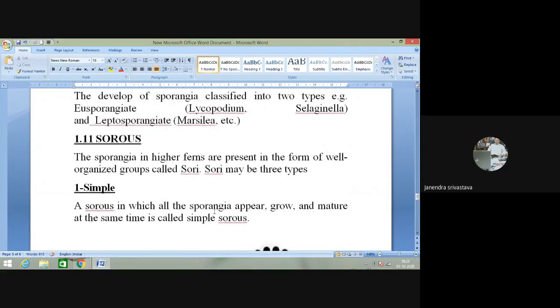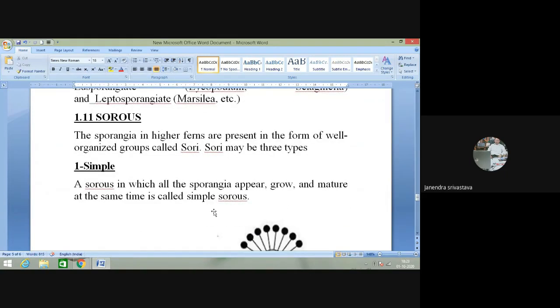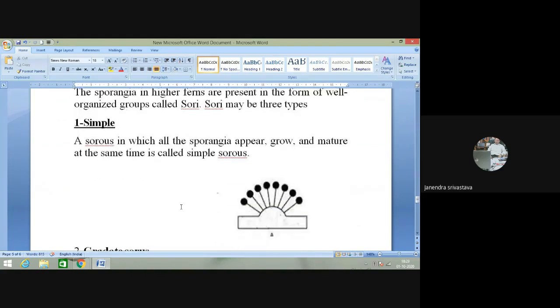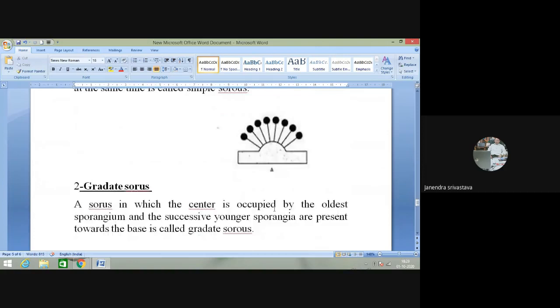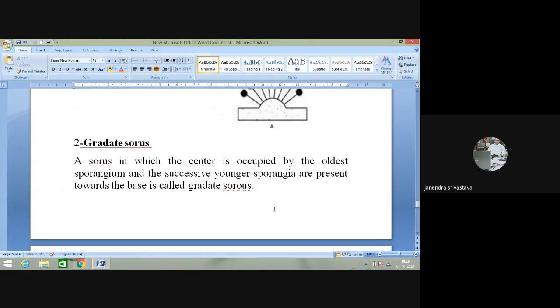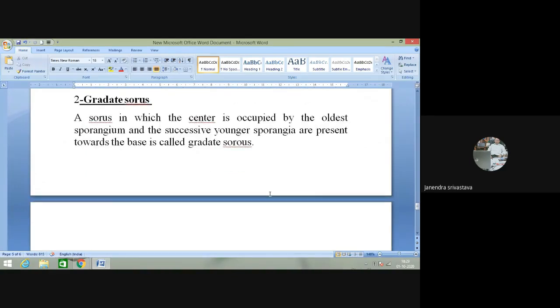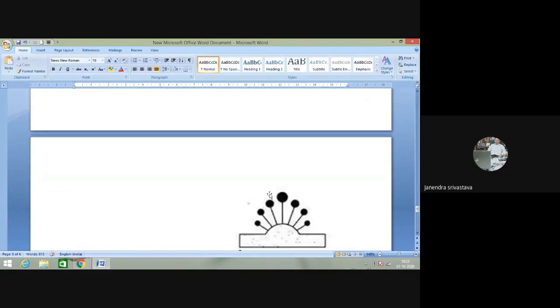For the basics, we will first discuss the sorus. In higher forms, the sporangia are present in well-organized groups known as sori. Sori may be of three types. A simple sorus is one in which the sporangia appear, grow, and mature at the same time. Here you can see in the figure. A graded sorus is one in which the center is occupied by the oldest sporangium, and successively younger sporangia are present towards the base.